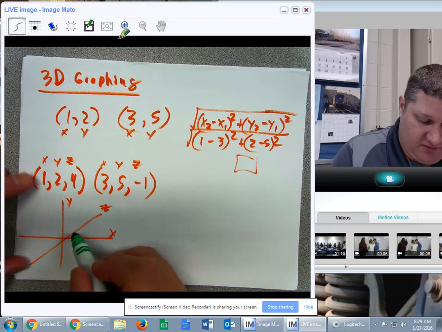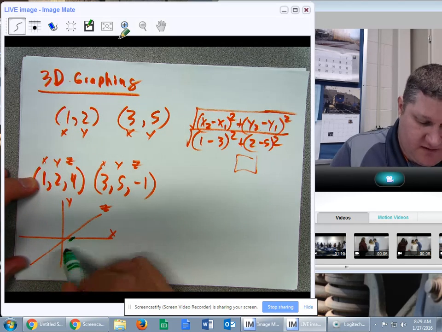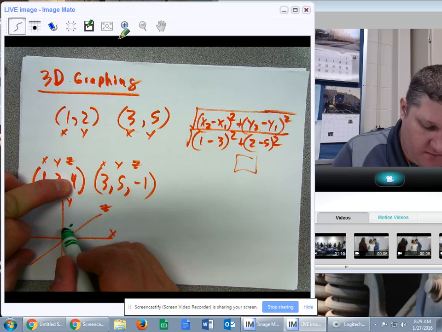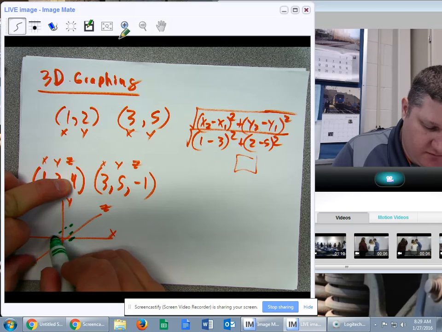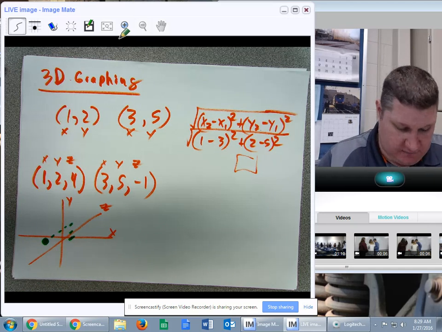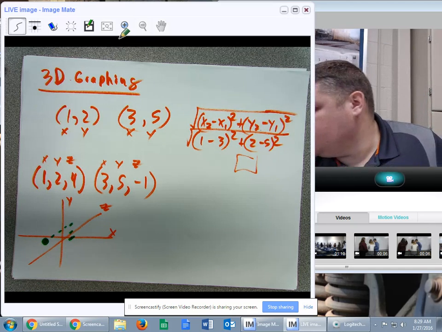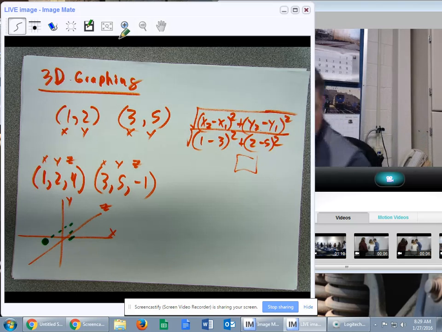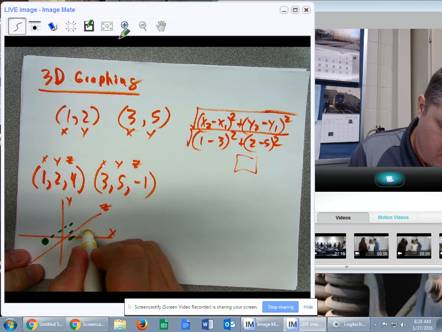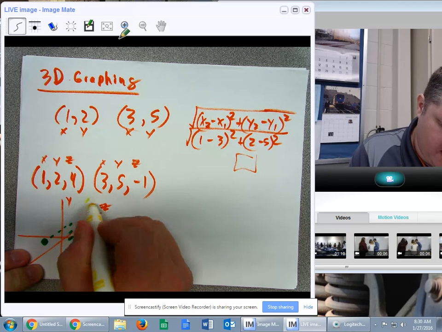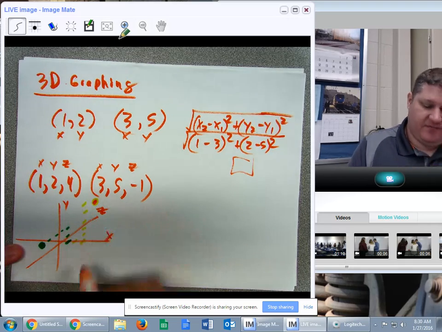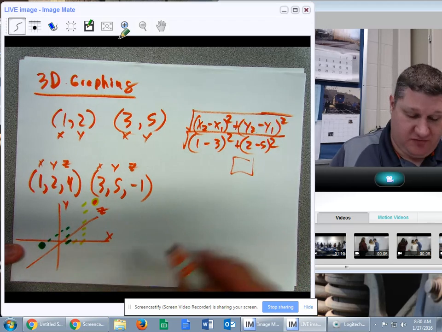In this case, I want to move along the x 1 unit. Then I want to go up 1, 2 units. Then I want to go forward 1, 2, 3, 4 units. So that's where I would graph that point. If I were to graph a different point, (3, 5, -1), I'd go 1, 2, 3 along x, 1, 2, 3, 4, 5 up, and back 1, that would put this point back here. So that's how you graph in 3 dimensions.